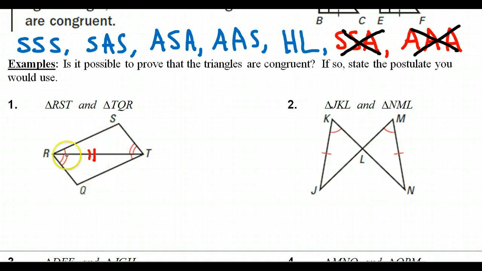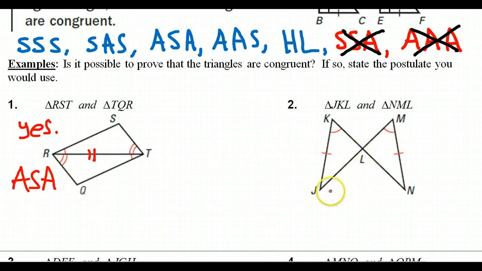So looking at the 2 triangles, I have an angle, a side, and an angle that's congruent to an angle, a side, and an angle. Is that one of the ones that work? Sure it is. An angle, a side, and an angle. 2 angles and the side that's in between. So I will say yes. We could prove it by angle, side, angle. Okay, that's how this works.